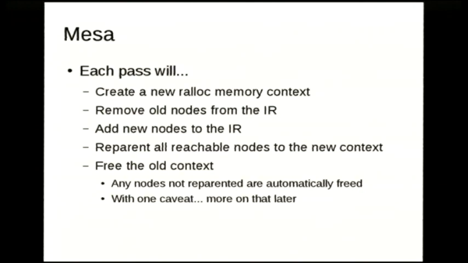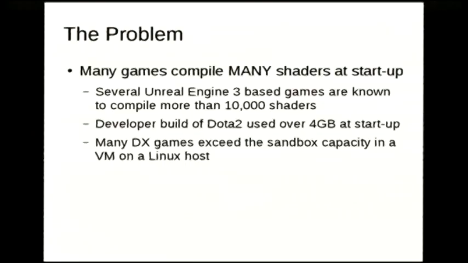So we developed this on the assumption that modern computers are big and memory is cheap, so let's develop code so that we can actually have a maintainable compiler, and if we run into problems, we'll worry about them later. Well, we ran into problems. A lot of games have giant hulking piles of shaders. We've encountered a number of Unreal Engine 3-based games that have many tens of thousands of shaders. We encountered a developer build of Dota 2 from Valve that on our compiler stack ate over 4 gigs of memory in the compiler at startup.